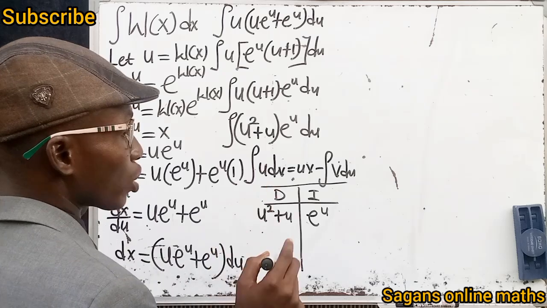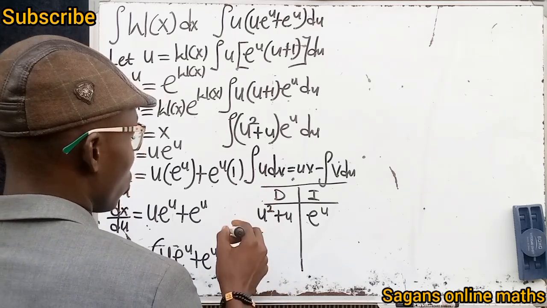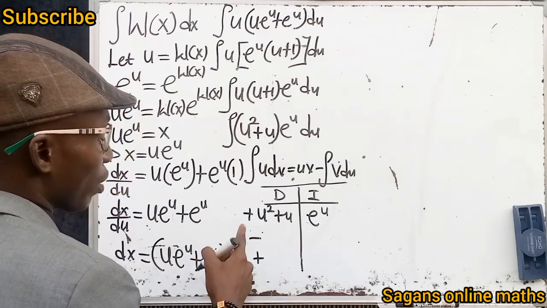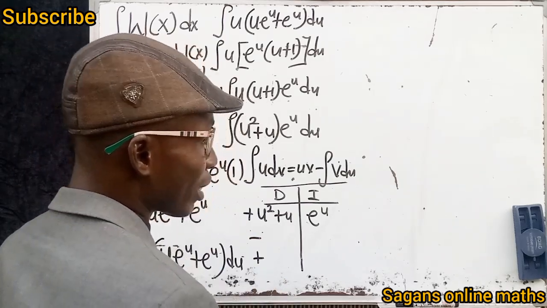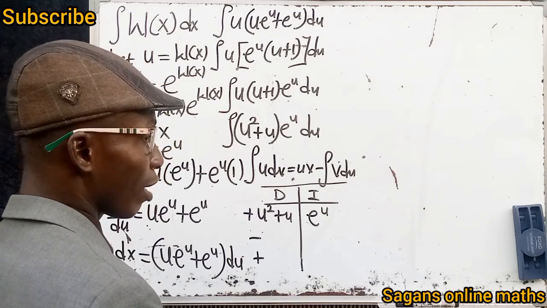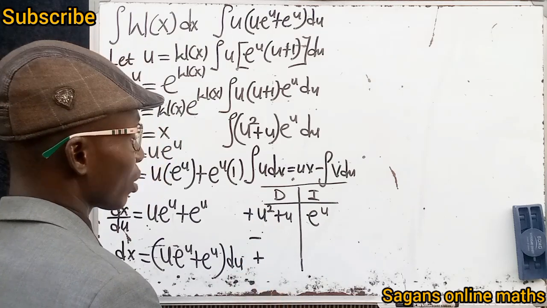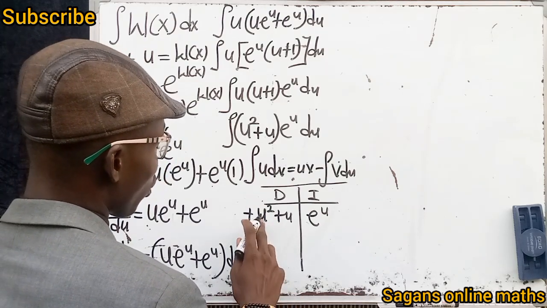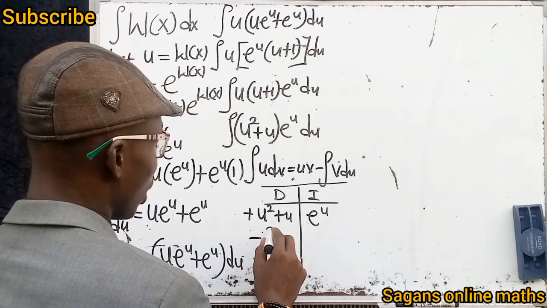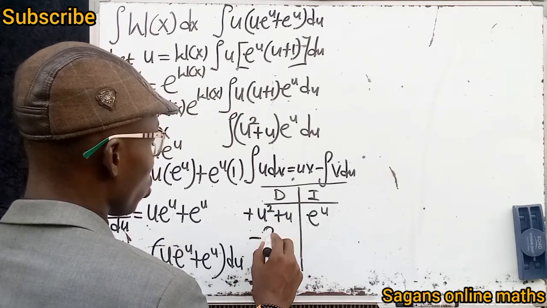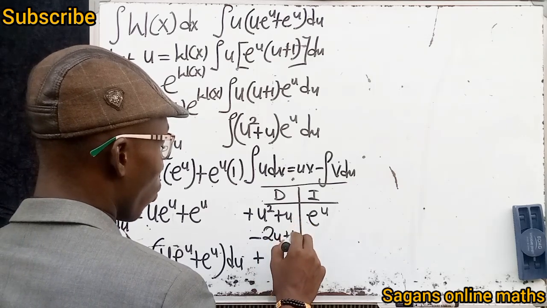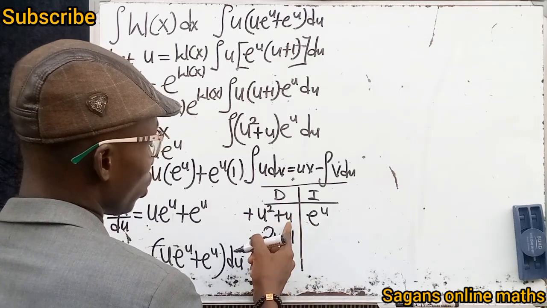Now, have you heard about cofactor in matrix? Remember your cofactor. So this is plus, minus, plus. This is our cofactor. If you're working with a 3 by 3 matrix, you understand what I mean by cofactor. Even in a 2 by 2 matrix we have cofactor, but this is like the 3 by 3 one. Now first of all, we differentiate this. If we differentiate u^2 plus u, we're going to have 2u plus 1, because if we differentiate u it is just 1.